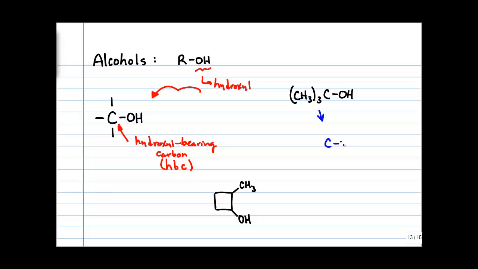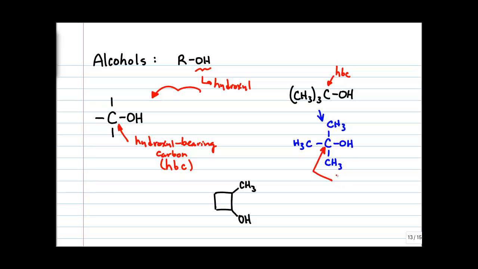So, there's the OH. Now this is CH3 three times C. Well, we know every carbon has 4 bonds. So the hydroxyl-bearing carbon, which is right here, has to have 4 bonds. And those 4 bonds are to 3 methyl groups and the hydroxyl group. So I've redrawn this, and you can see now the drawn out structure from the condensed structure.